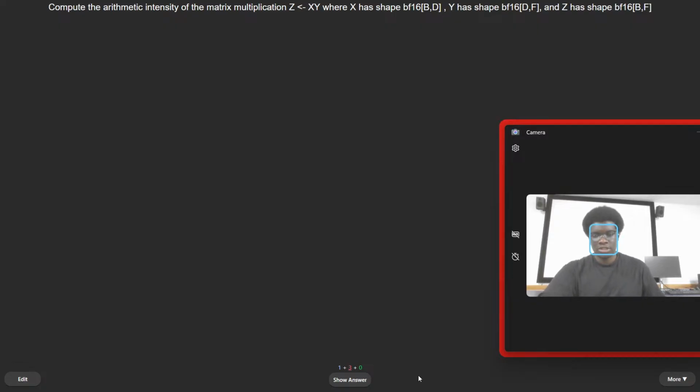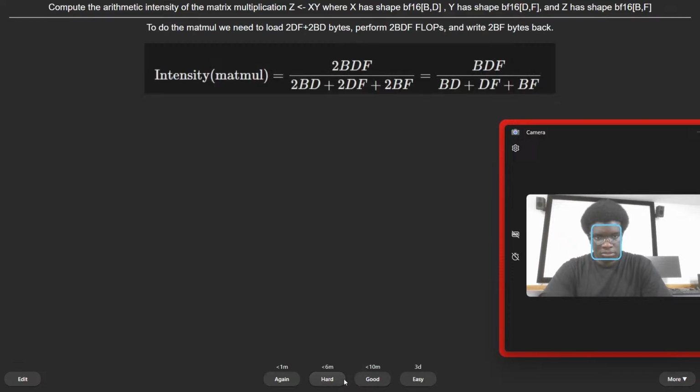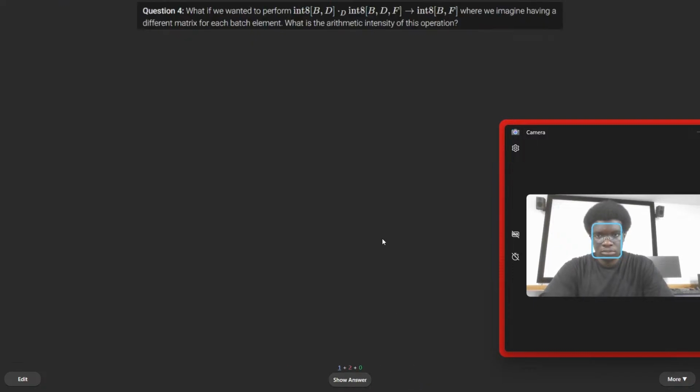Compute the arithmetic intensity of the matrix multiplication Z gets XY, where X has shape BD, Y has shape DF, and Z has shape BF. We did this in order to work out the previous ones, so I'm not going to do that again. Now, this is the one that I got wrong yesterday: int8 A of shape BD multiplied by a tensor with a subscript D. I think this subscript D means you reduce over D, but I'm not 100% sure on the mathematical definition, though I roughly know what's going on.